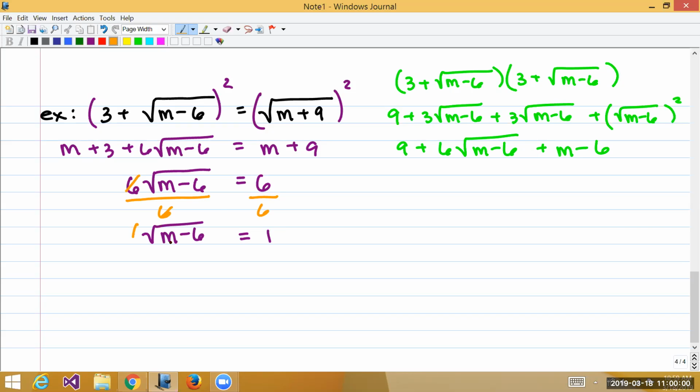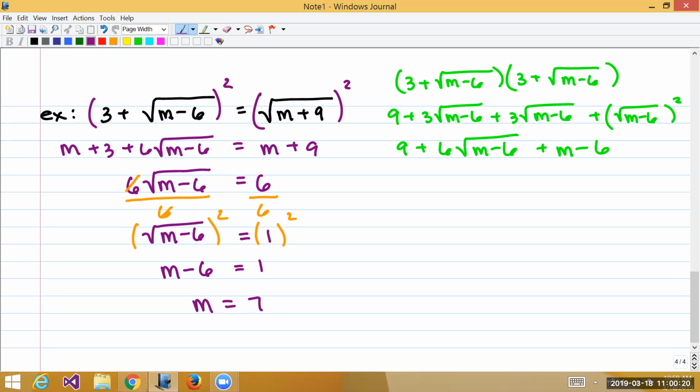We'll go ahead and square both sides. And we're left with m minus 6 equals 1. So m equals 7. We can do a quick verbal check. If I put 7 in here, 7 minus 6 is 1. Square root of 1 is 1. So 3 plus 1 is 4.